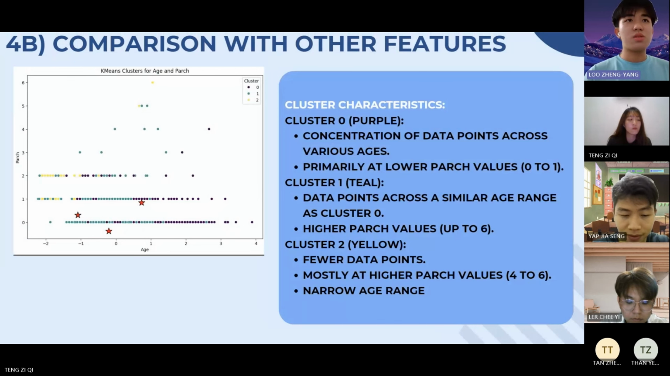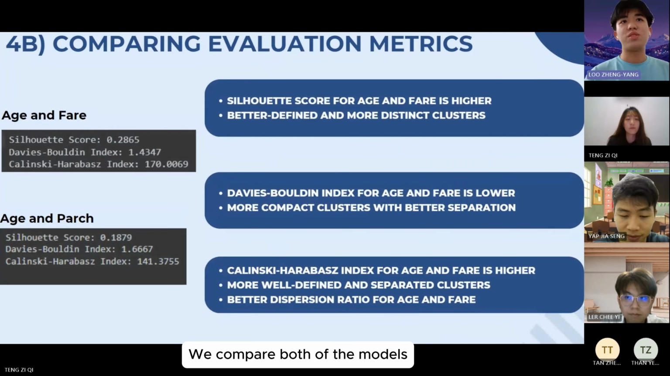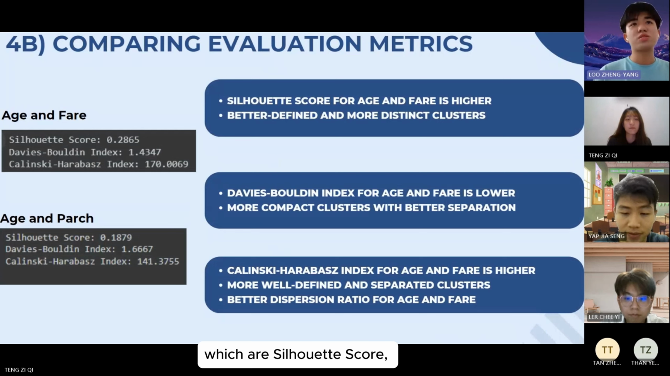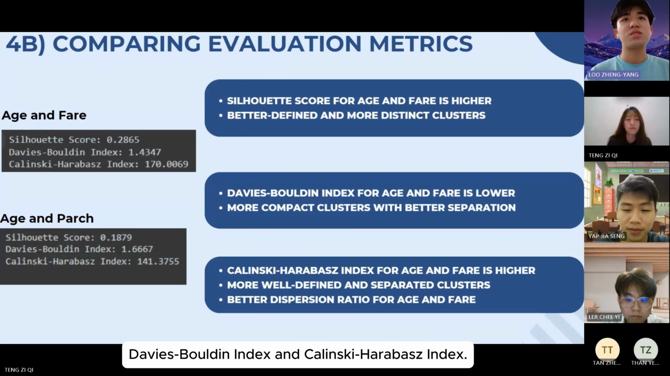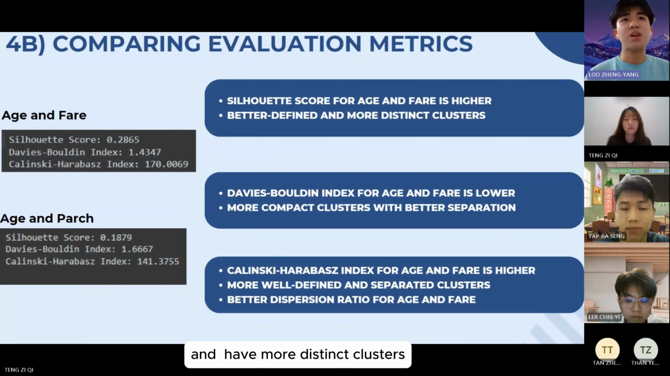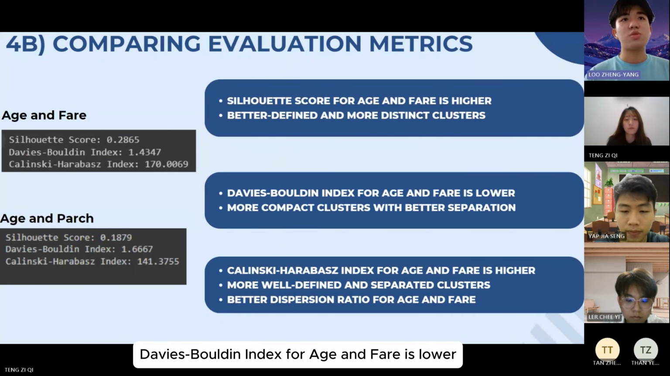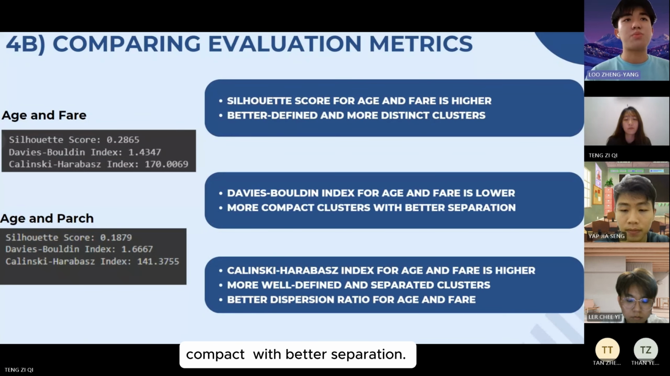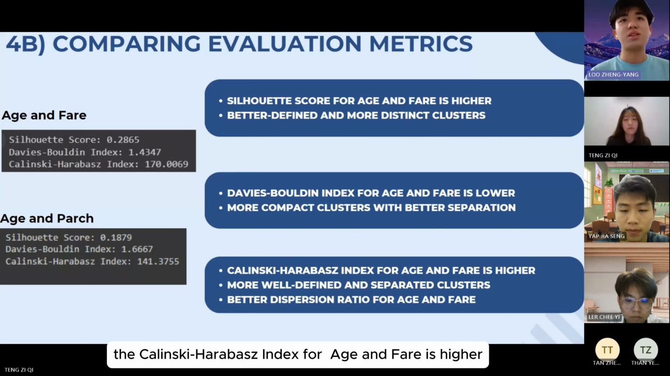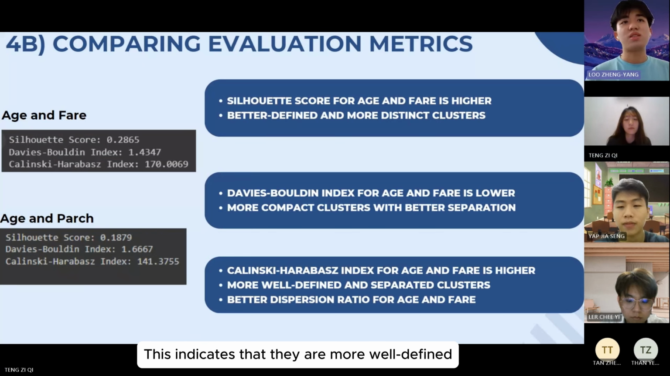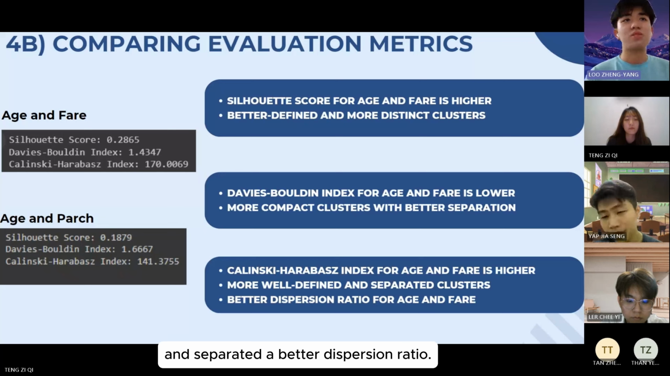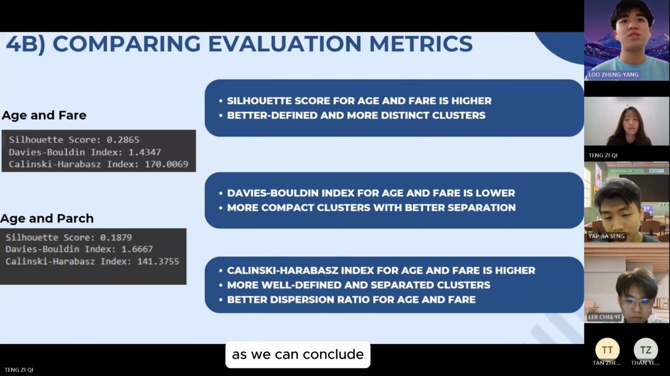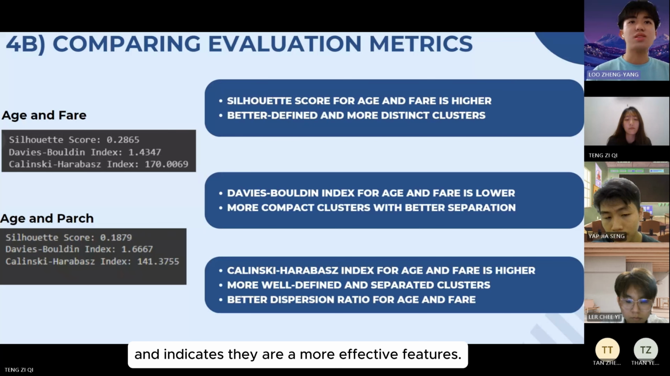We compare both of the models with different evaluation metrics, which are the silhouette score, Davies-Bouldin index, and Calinski-Harabasz index. The silhouette score for age and fare is higher. This shows that age and fare are better defined and have more distinct clusters. The Davies-Bouldin index for age and fare is lower. This shows that they are more compact with better separation. Lastly, the Calinski-Harabasz index for age and fare is higher. This indicates that they are more well defined and separate, with a better dispersion ratio. Hence, we can conclude that age and fare outperform age and parch, and indicates that they are more effective features.